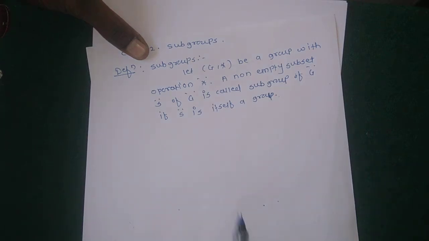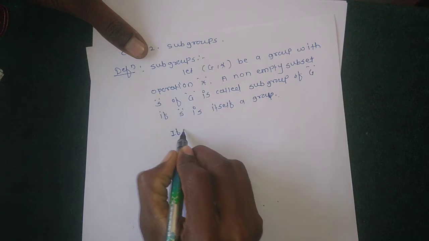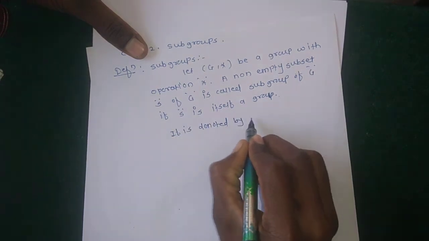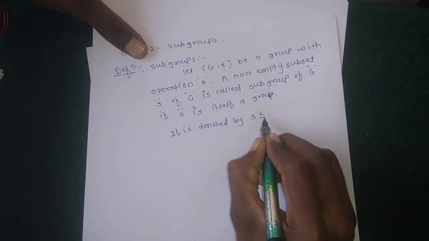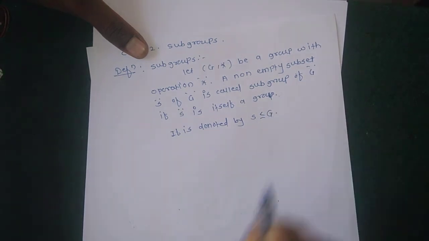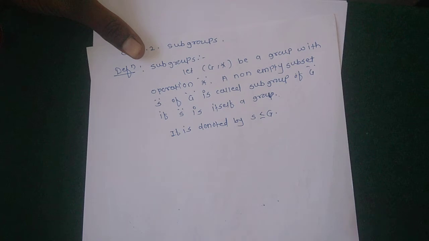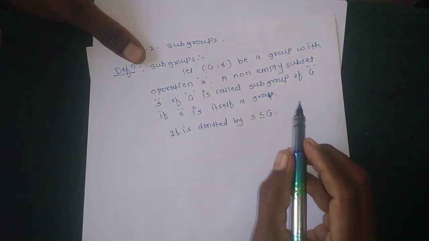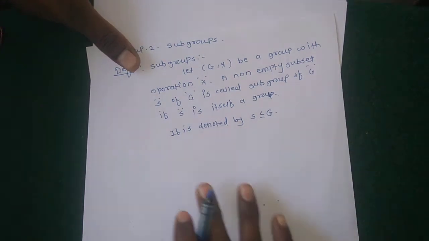Okay, this is the definition of subgroup, and it is denoted by this symbol of group: S is a subgroup of G. Okay, this is the definition of subgroup. It means S is a subgroup of G if it is itself a group.